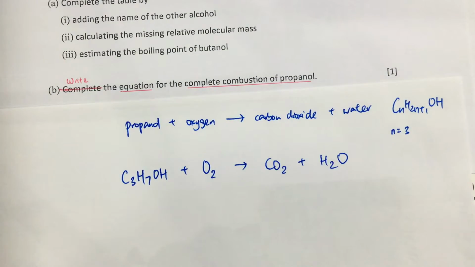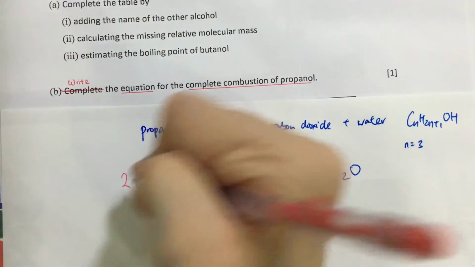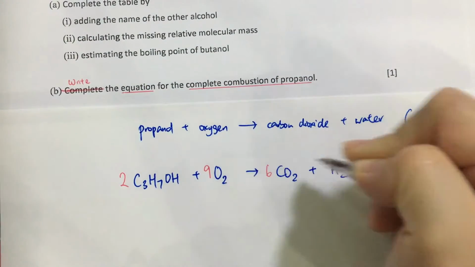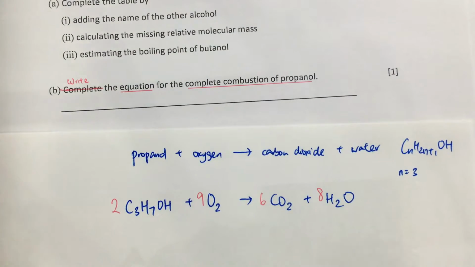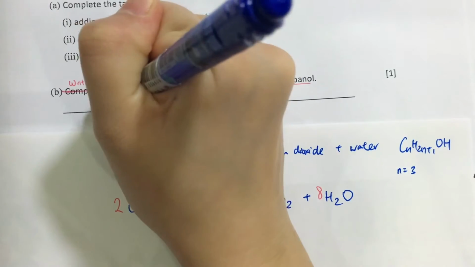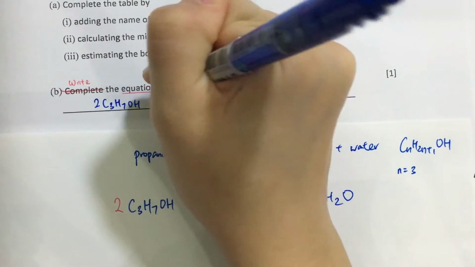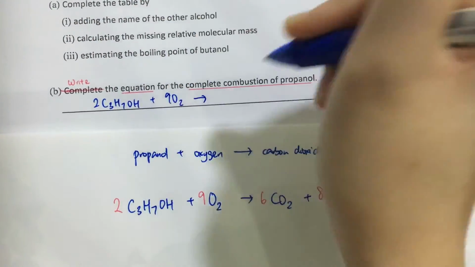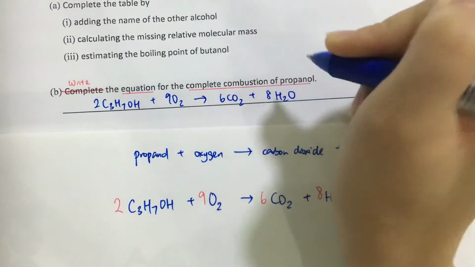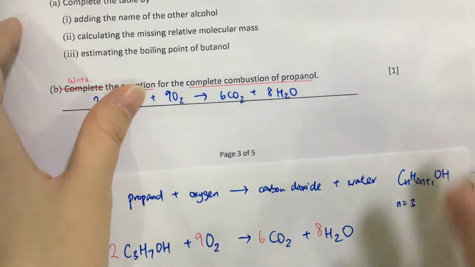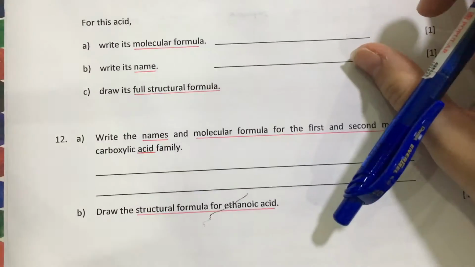Once you get this, you need to do your step-by-step balancing. And when you do your step-by-step balancing, the numbers you would get would be 2, 9, 6, and 8. So 2C3H7OH plus 9O2 to give you 6CO2 plus 8H2O. Okay, there's still a back page to this.